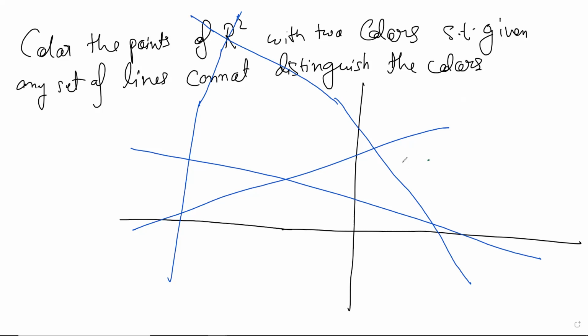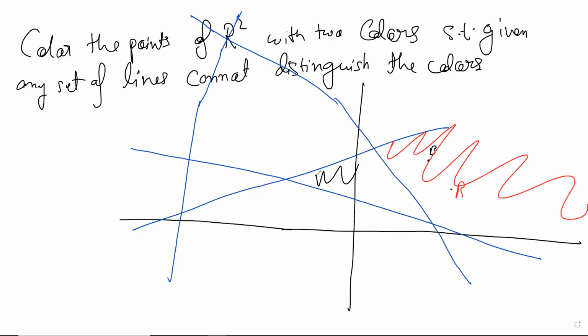In any piece, there will be a point which is black, and there will be a point which is red. You have to first do the coloring so that no matter how I place my lines, and the pieces that are formed, every piece should have both the colors. It should not be like there is a piece which is completely red, and then there's a piece which is completely black. Don't want that.